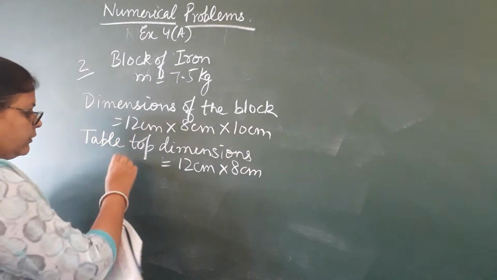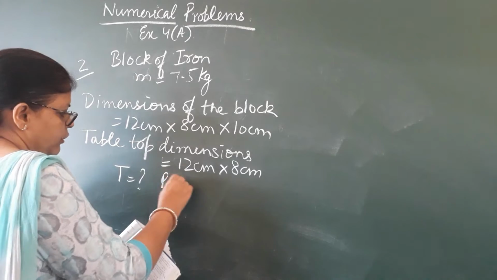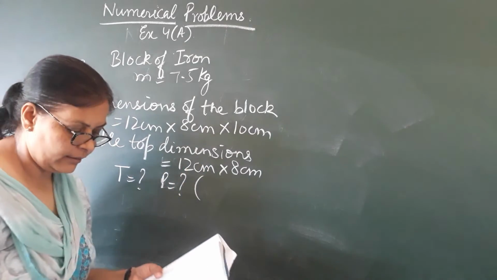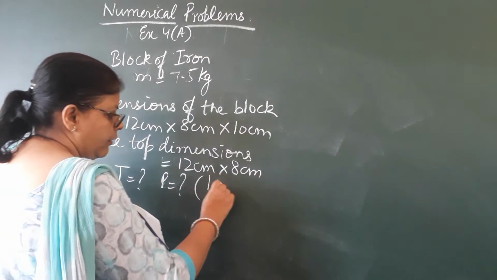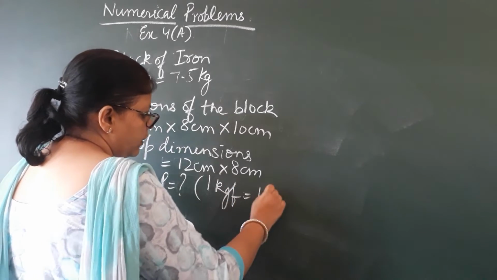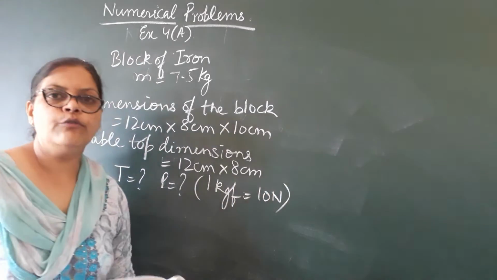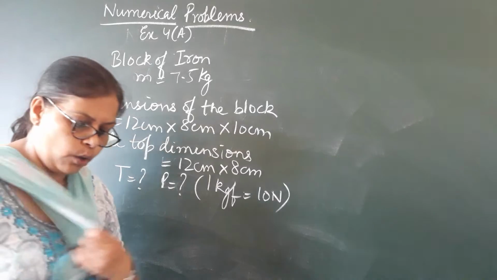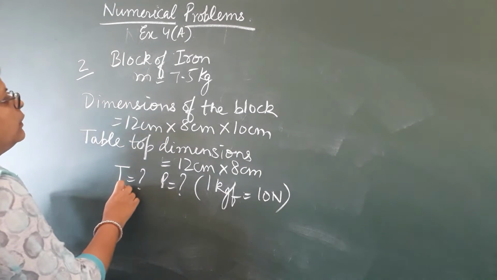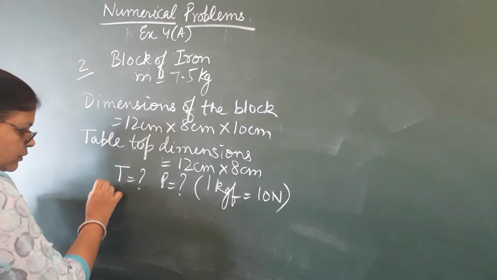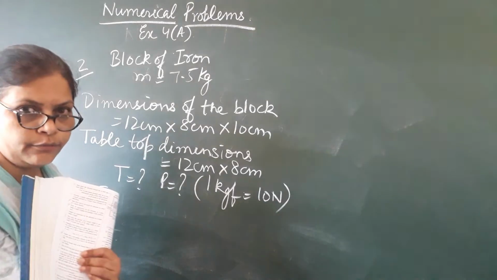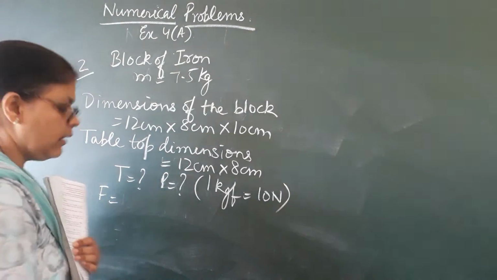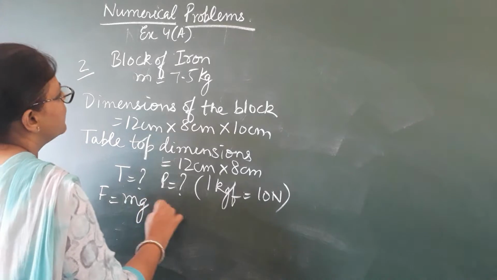You are supposed to calculate the thrust and you are supposed to calculate the pressure. They have said that you have to take 1 kgf is equal to 10 newtons. This is the value for g. So now how do you solve this? First of all, remember we need to find the thrust. And what is thrust? Thrust is a kind of force. So it is given by the formula mg. Now we know the mass, 7.5.